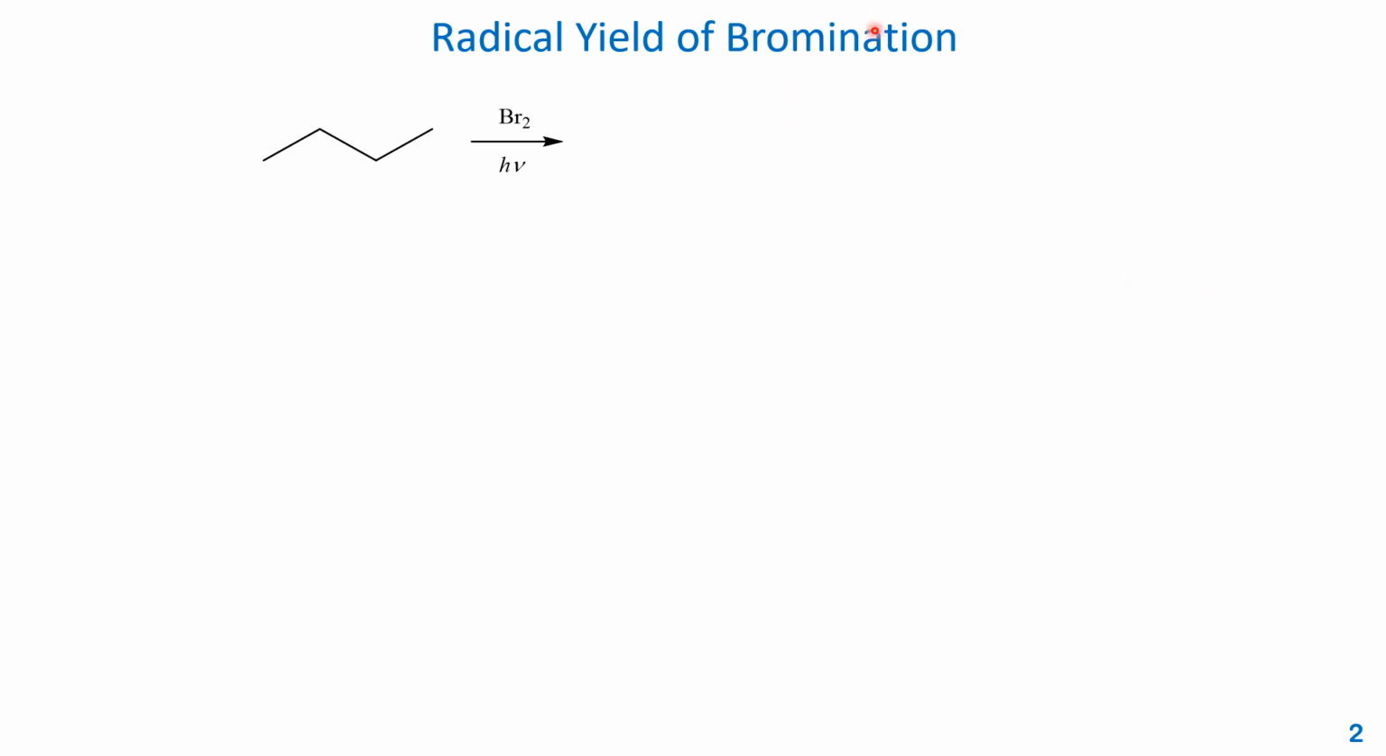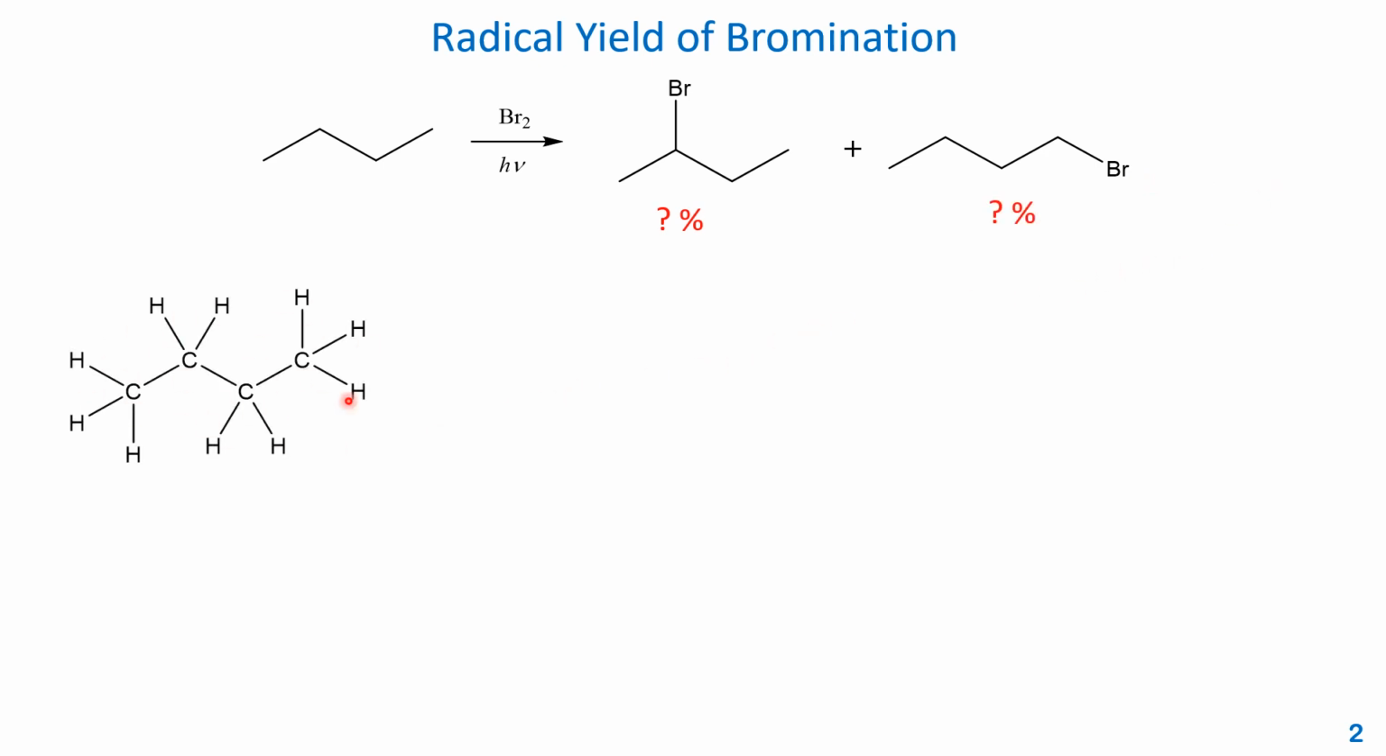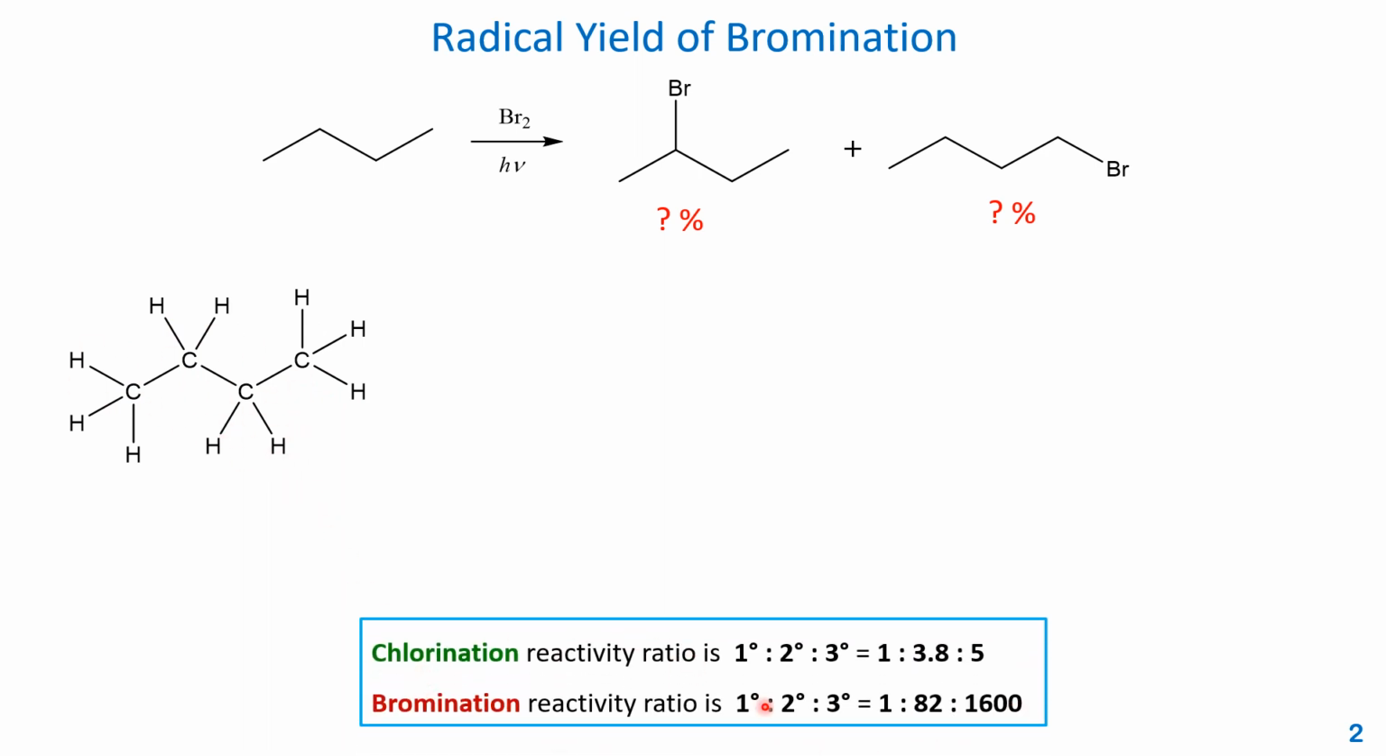Now let's look at the bromination. I'll use exactly the same reactant, butane, reacting with a bromine molecule under radical conditions. You could also have two possible products, 2-bromobutane and 1-bromobutane. And what is the percent yield? Same idea, we use the same strategy, but we need to use the bromination data this time, not chlorination. So for bromination, we have different reactivity.